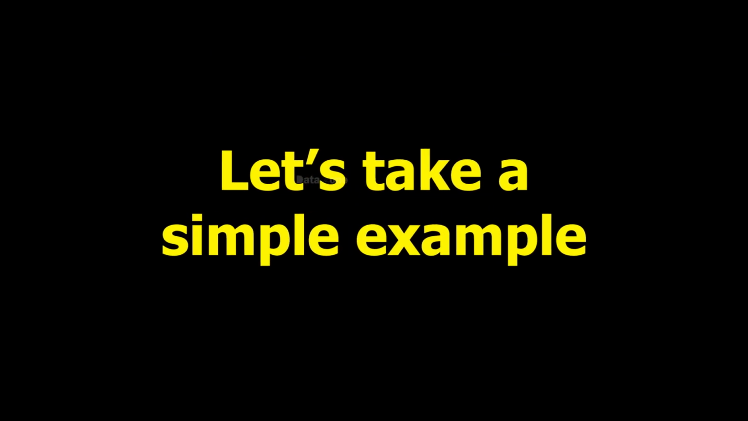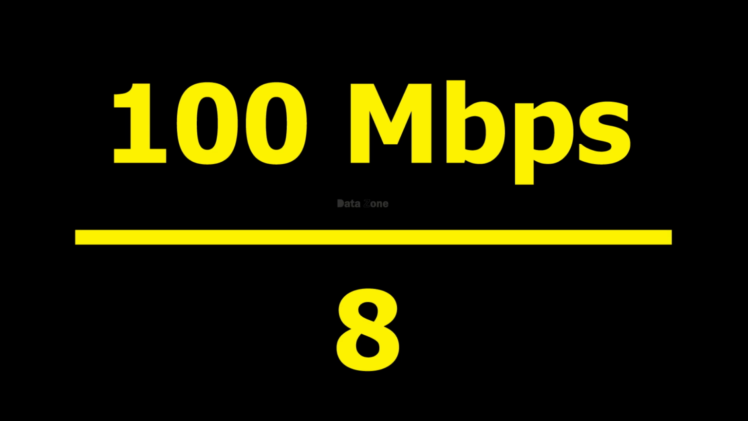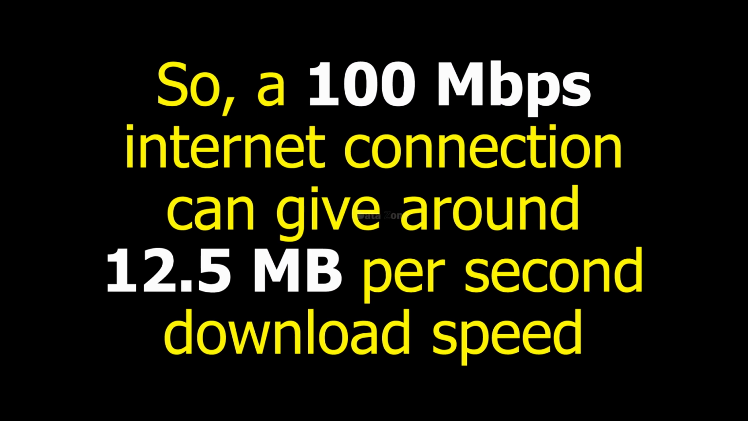Let's take a simple example. If your internet plan is 100 megabits per second, you divide it by 8. 100 divided by 8 equals 12.5. So a 100 megabit internet connection can give around 12.5 megabytes per second download speed.